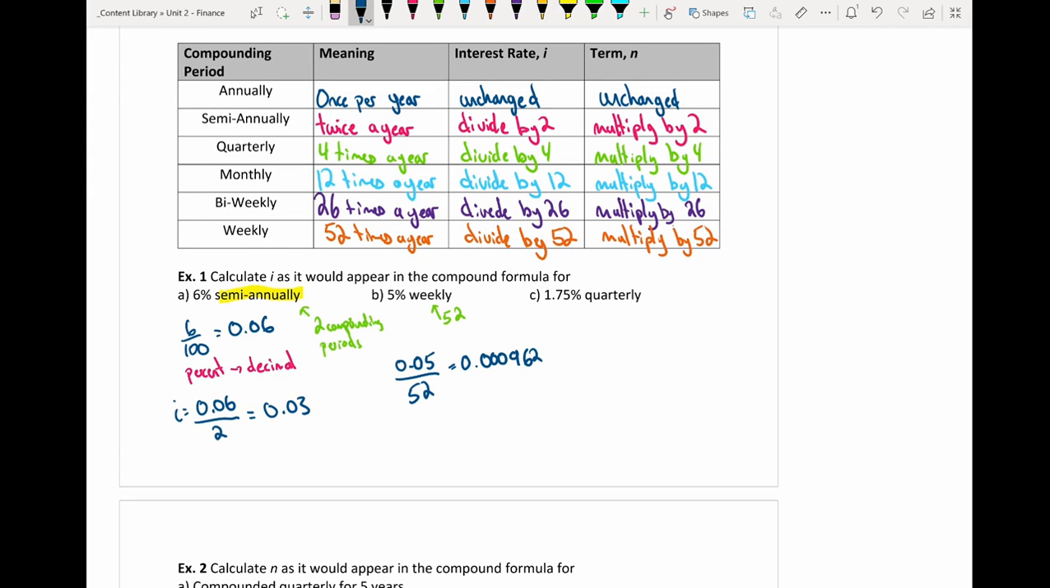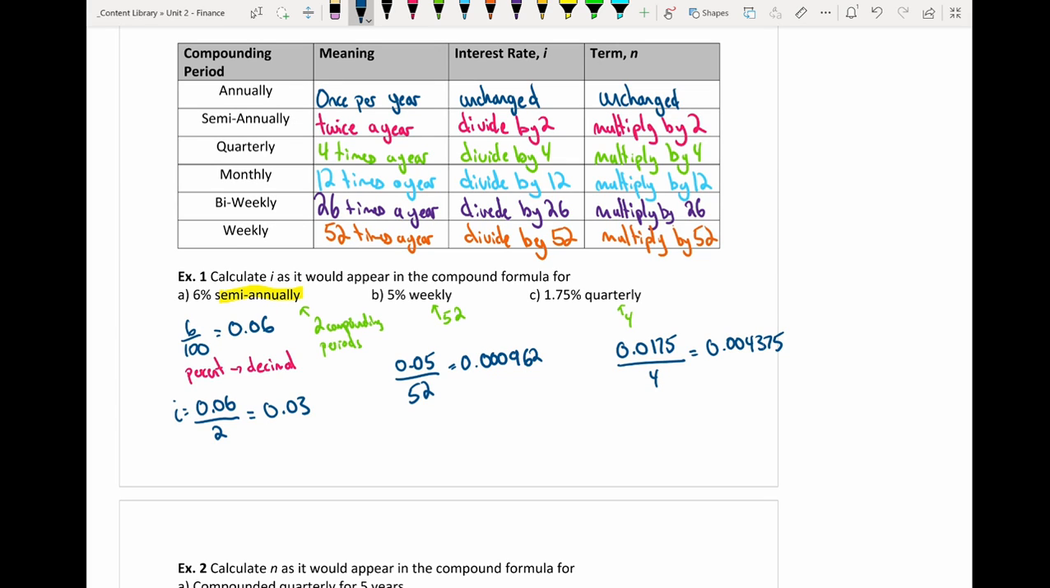0.000962. And lastly, for quarterly, same idea. Take the decimal, divide it by the compounding period. Quarterly in this case means 4. So we're going to divide by 4, which equals 0.004375.